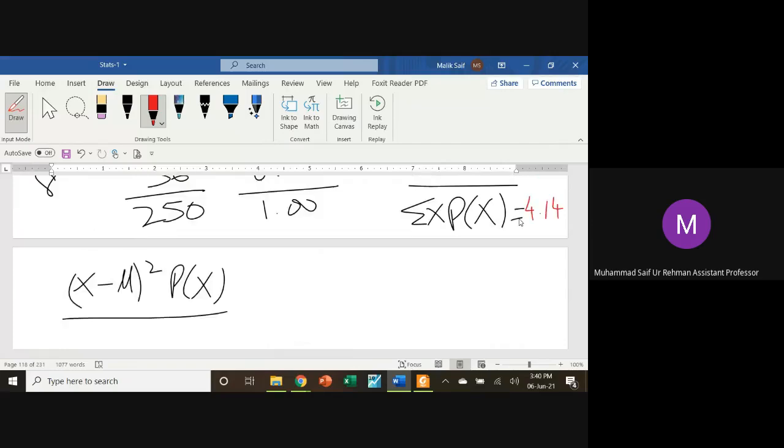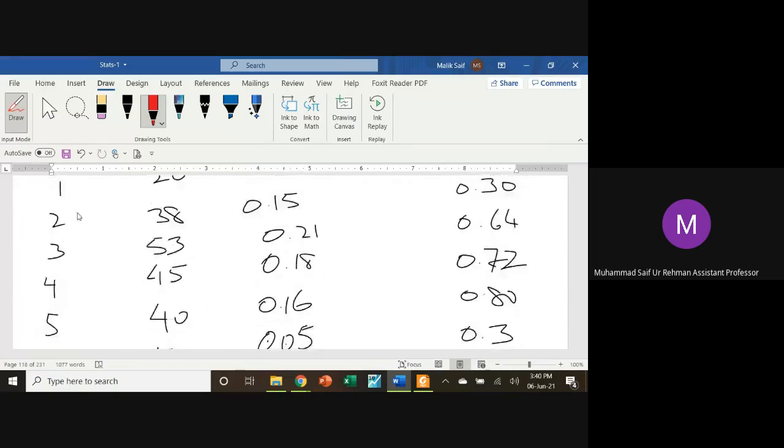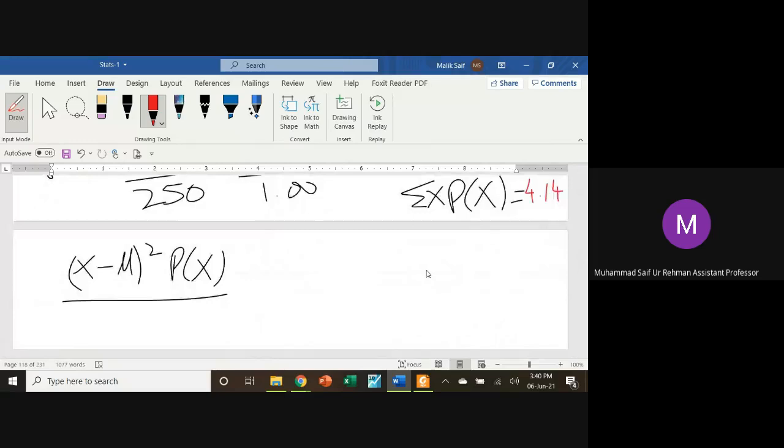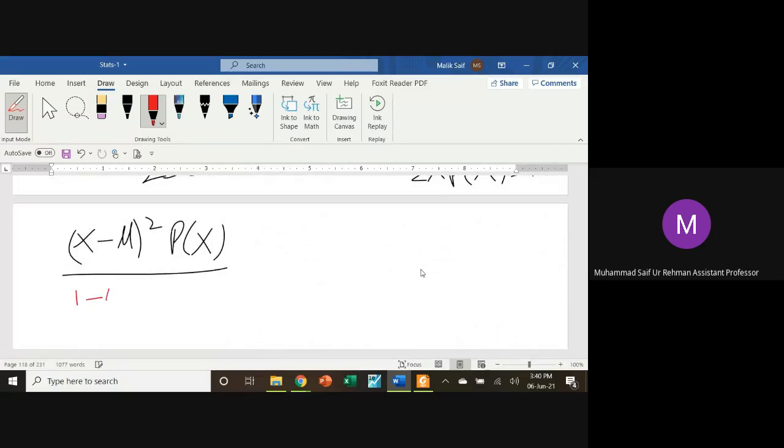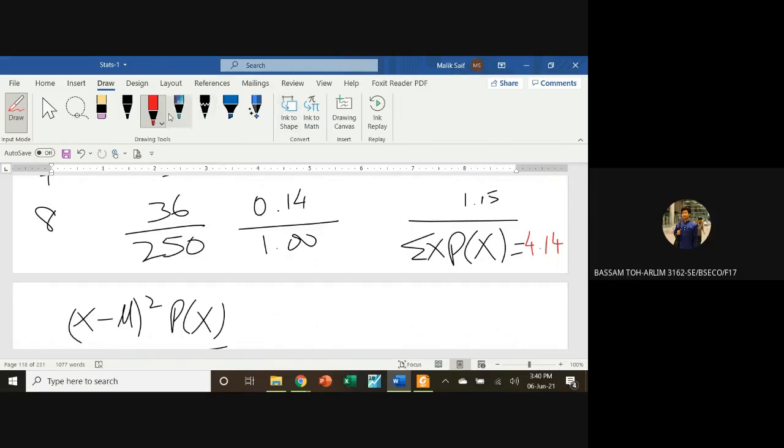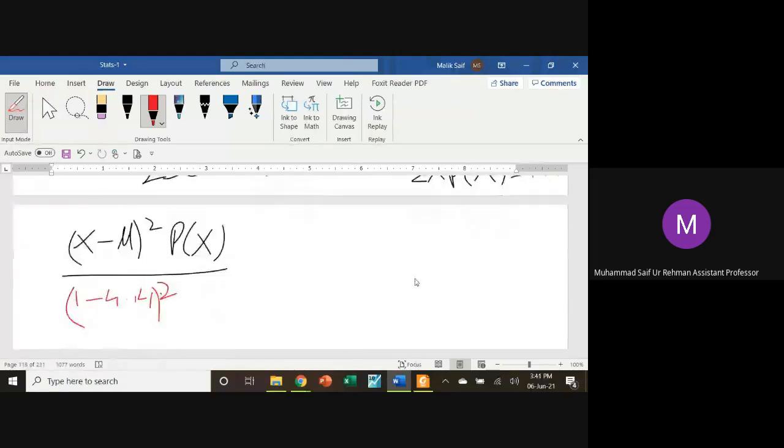So what will you do? You will use this value 1, and you will take these values: 1 minus 4.14 squared. If it is 4.11, you will write down 4.11. Whatever mean is there, no problem. You will use that value.